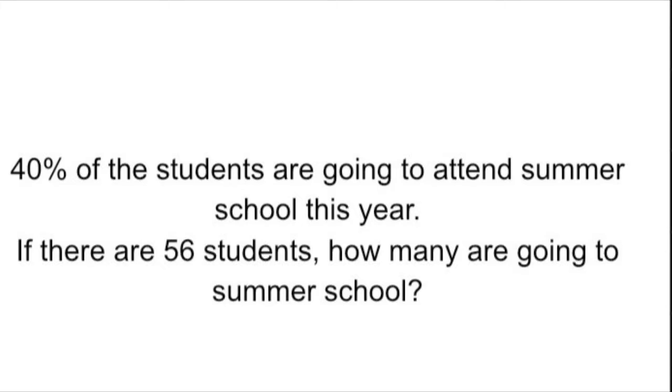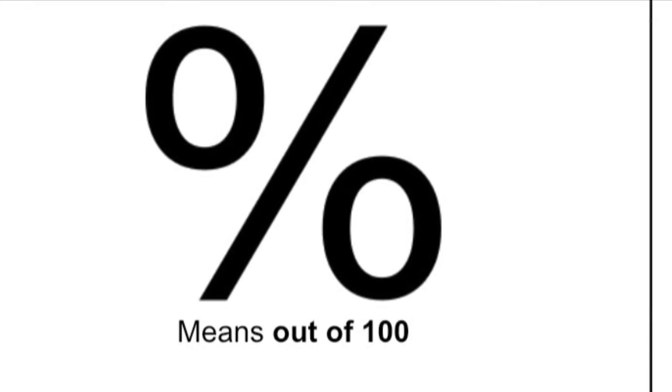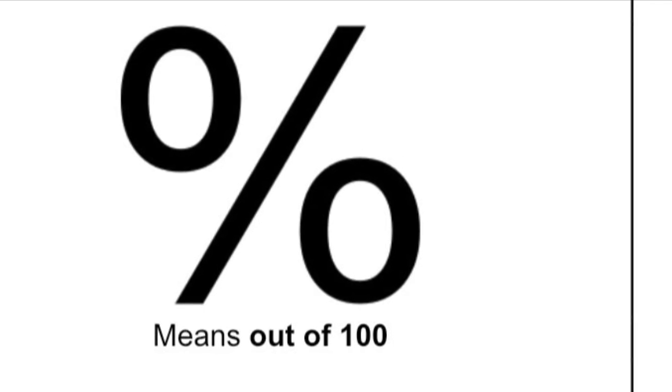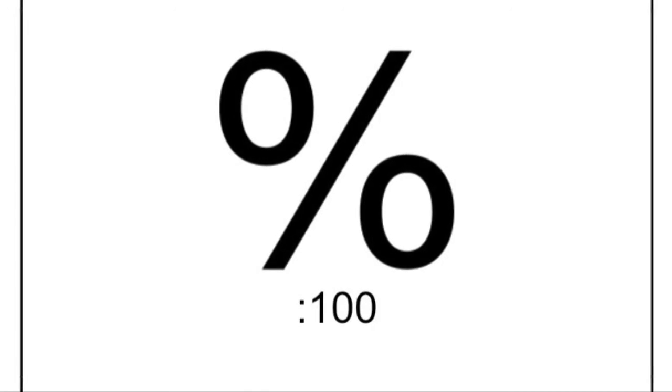It says 40% of the students are going to attend summer school this year. If there are 56 students, how many are going to summer school? When you look at that question initially, you don't see a ratio, but I want to tell you a special trick. Whenever you see the percent sign means that there is a ratio, it's just hidden. The percent sign means out of 100. So any single time you see percent, it means you want to use a ratio that ends in 100. So there actually is a ratio here.